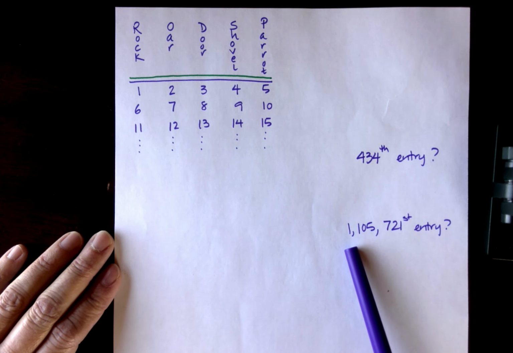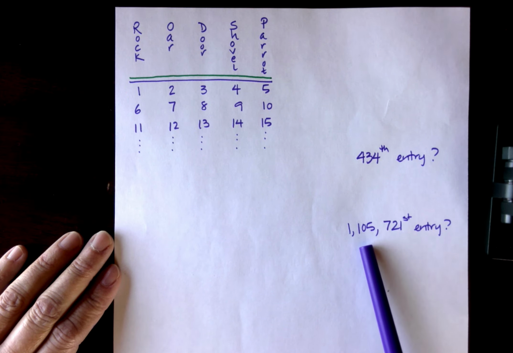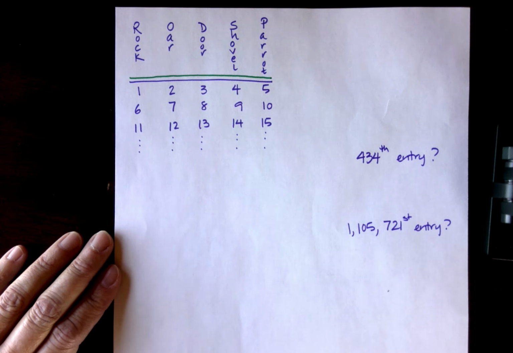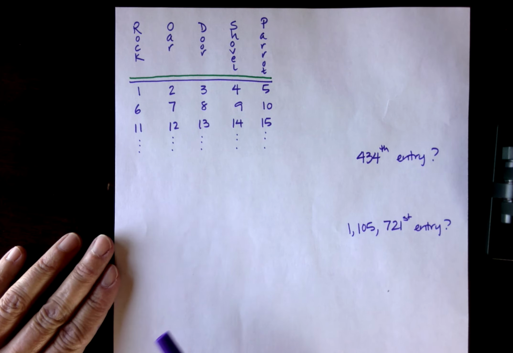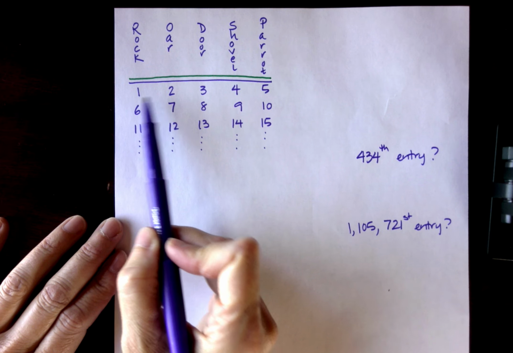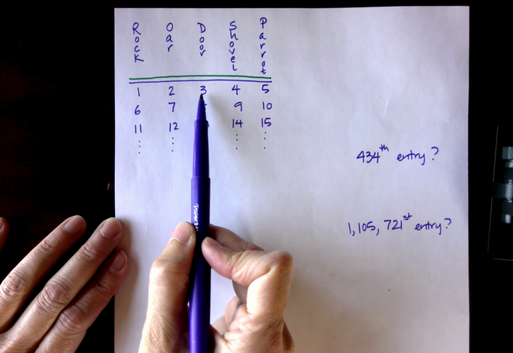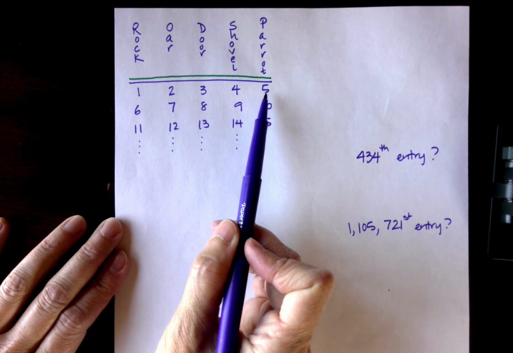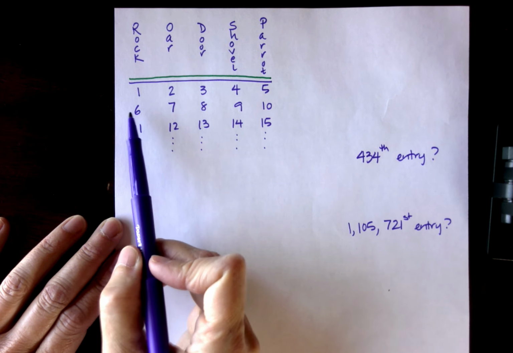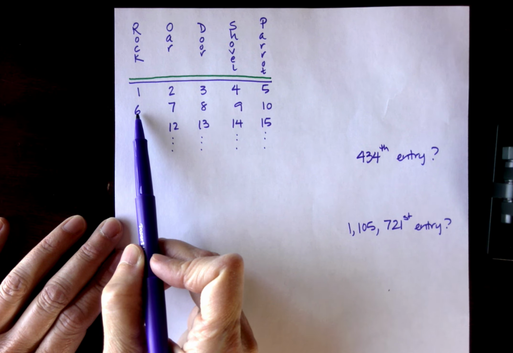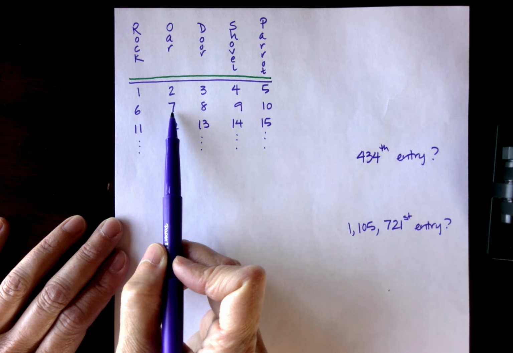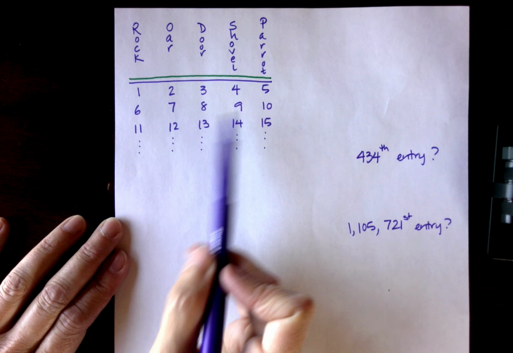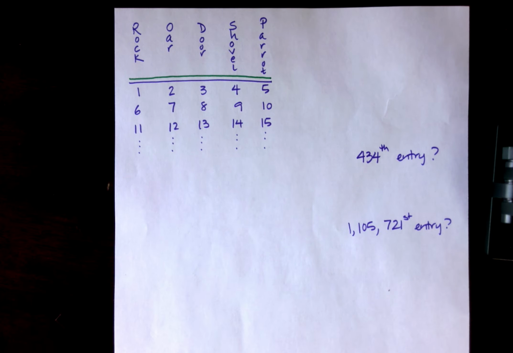And then we could go even bigger, the 1,105,721st entry. So what I've done here is I've just kind of set things up. The rock was the first entry, the oar was the second, the door was the third, and so forth. And once we get to the parrot and finish that off, then we start again. So the rock would also be in the 6th position, an oar would be in the 7th, the door would be in the 8th, and then we keep wrapping around like this.